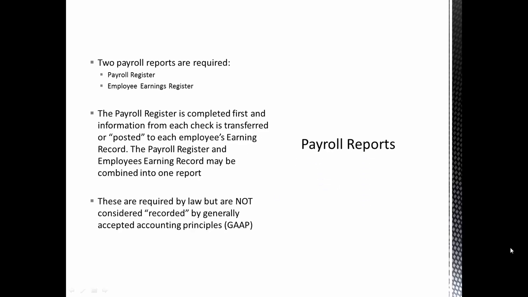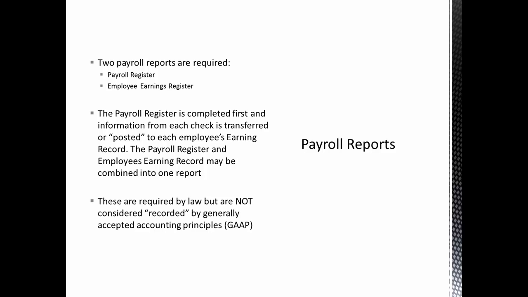Today we're going to talk about payroll journal entries. Your text, this is Chapter 6. There are two payroll reports that are required by law, a payroll register and an employee's earnings record. The payroll register is completed first.